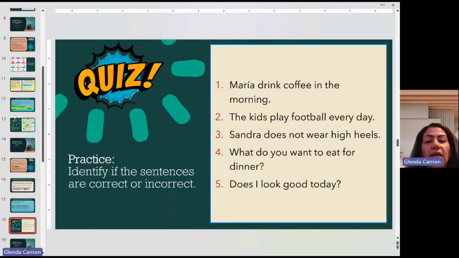Now, in these exercises, what you need to identify is if the sentence is correct or incorrect. Okay? So exercise number 1, Maria drink coffee in the morning. Number 2, the kids play football every day. Number 3, Sandra does not wear high heels. Number 4, what do you want to eat for dinner? And number 5, does I look good today? So answer these exercises and I'll see you in the next video.